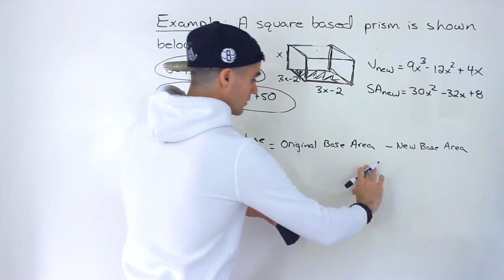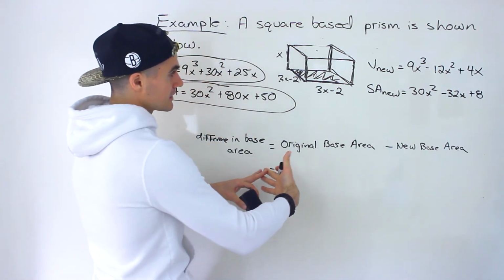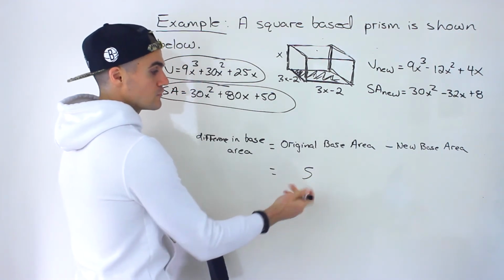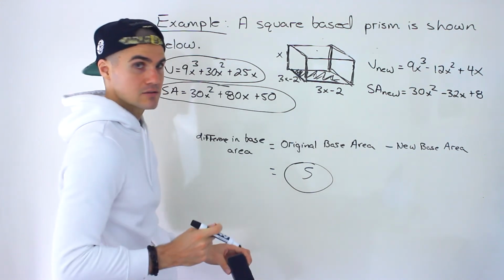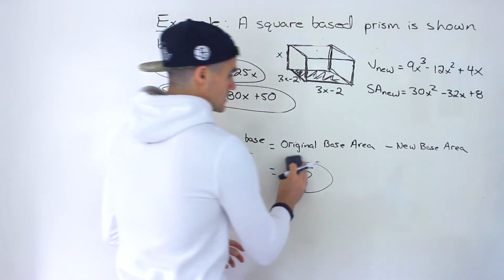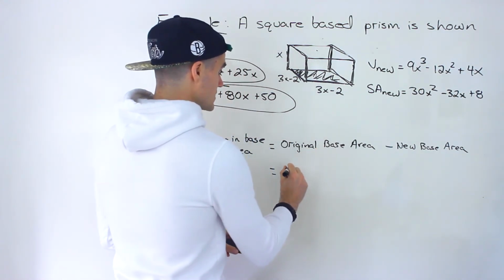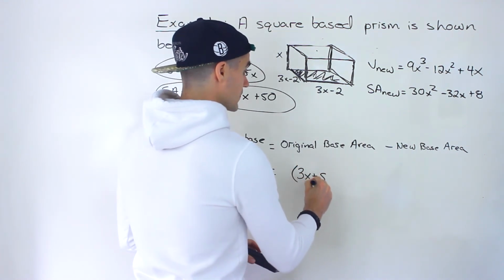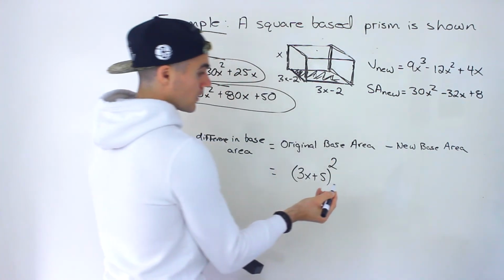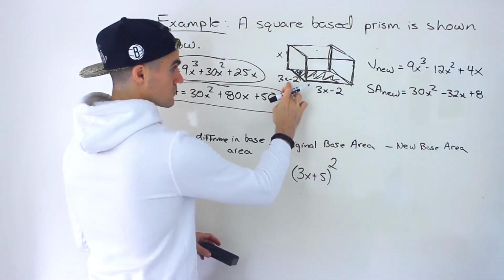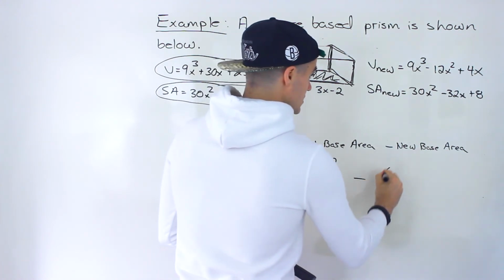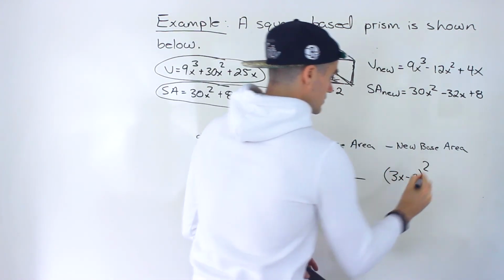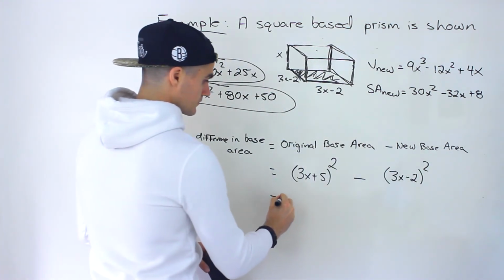But whatever you get here, it's going to be an expression, but let's say we got like 5 units, for example. You could say it decreased by 5 units, but this portion that we're going to get is still going to be a positive. So what would happen is we'd have the original base area, which was what? 3x plus 5, squared. 3x plus 5 times 3x plus 5. Minus the new base area, which is 3x minus 2 times 3x minus 2. So that's going to be squared like that.